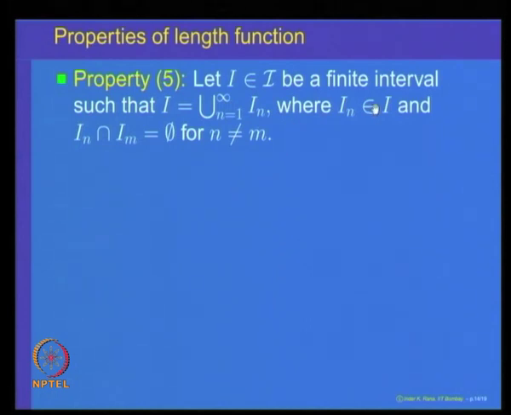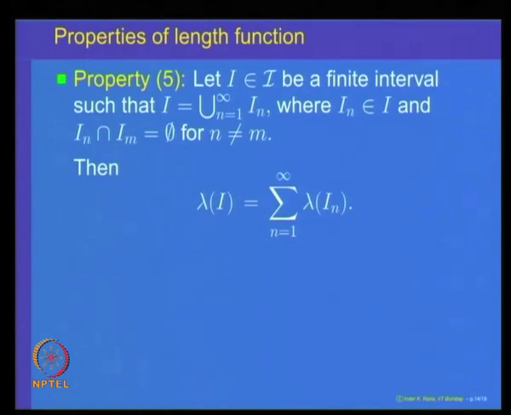Let I be a finite interval such that I is equal to the union from 1 to infinity of I n, where the I n's are pairwise disjoint. Then at least we can conclude that the length of I is equal to the summation of the lengths of the I n's. So, whenever a finite interval is a countable union of pairwise disjoint intervals, then the length of I is equal to the summation of the lengths of the I n's. So, let us prove this property.